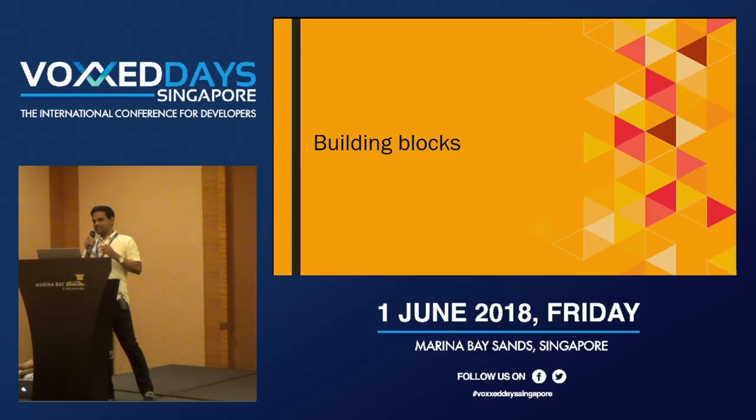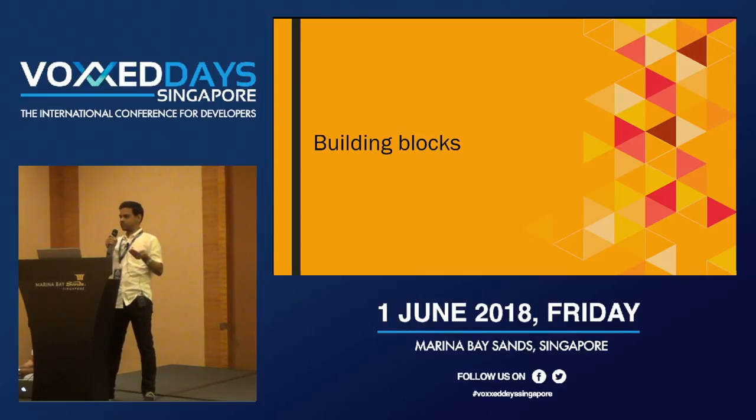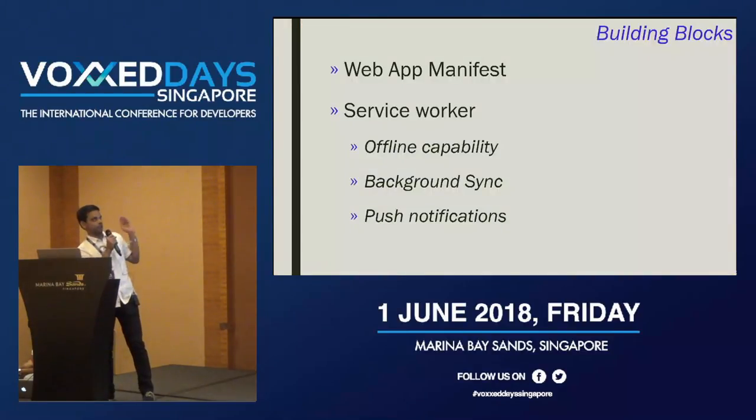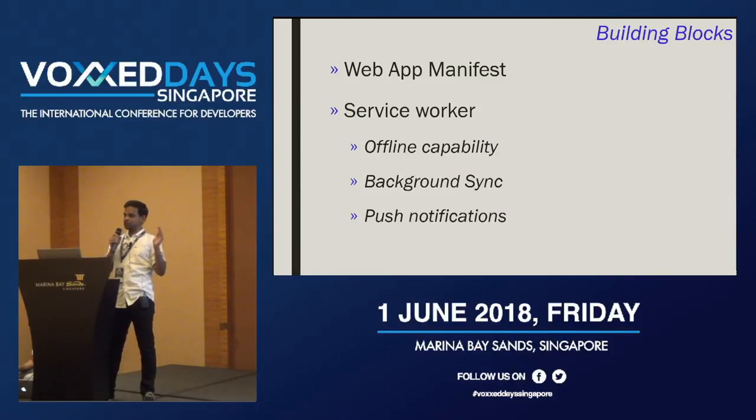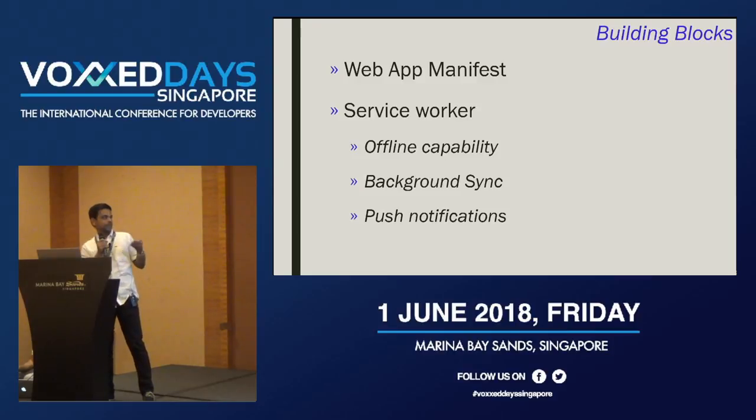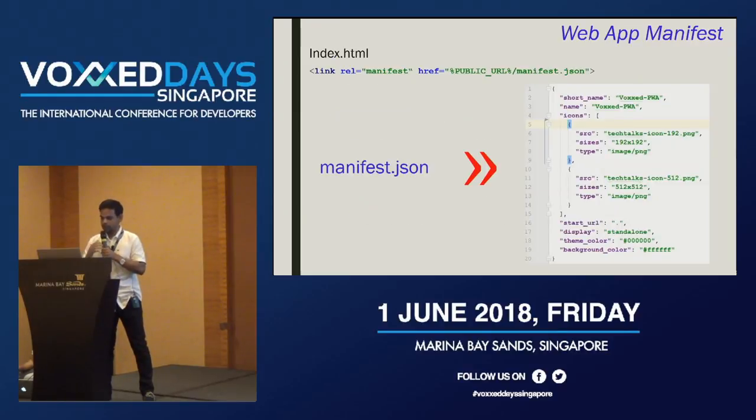Let's move on. So now we have seen there is a need for PWA and what the features are. Now let's go into the building blocks or technologies which enable us to build PWA. These are the two things: Web App Manifest and Service Worker. What is Web App Manifest? This is the one which enables your web app to be added to the home screen or installable. Service Worker enables you to achieve offline capability, background sync, and push notification. Let's see what is Web App Manifest. Your web app has to tell the browser or operating system a little bit more information so that they can treat your web app as a PWA.